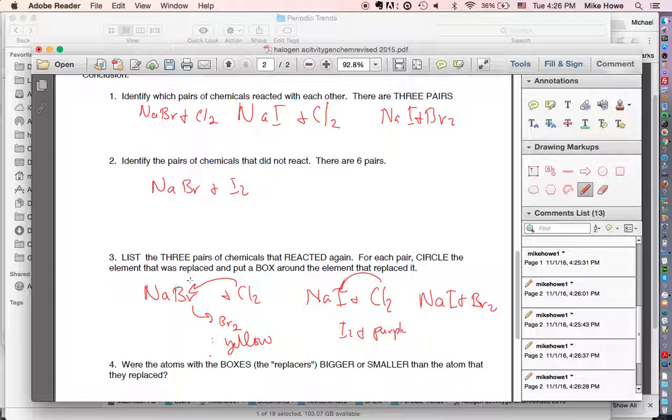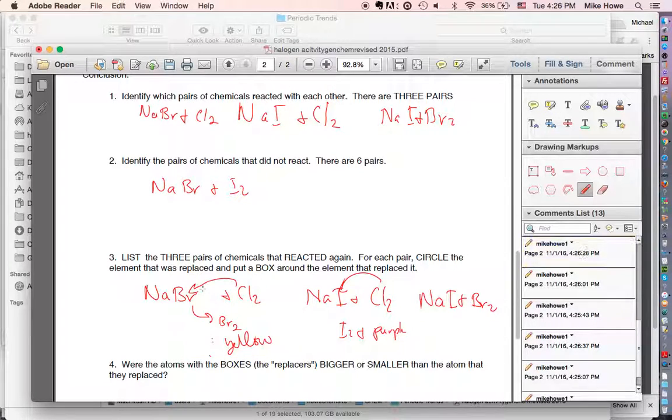All right, so we're going to put a circle around the element that was replaced. So I put a circle around the bromine, that got replaced. You put a circle around the iodine because it was replaced, and you put a circle around the iodine here also. Then put a box around the replacer. Okay, so box, box, and a box.